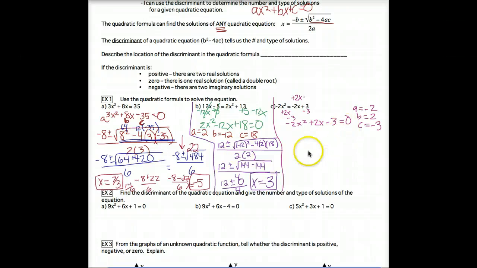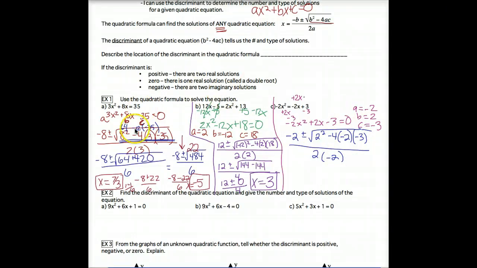All right, so now I'm going to plug in. So opposite of b, so negative 2, plus or minus square root of b squared, so 2 squared, minus 4 times a times c. Here was my a, here was my c. And that whole thing divided by 2 times a.